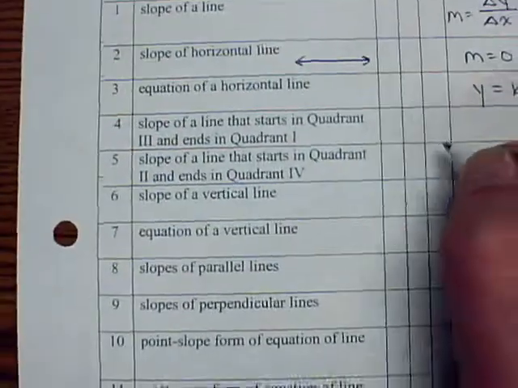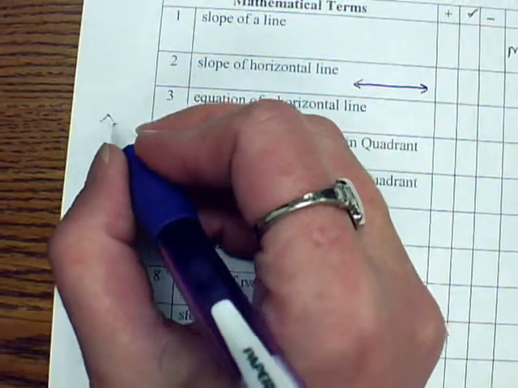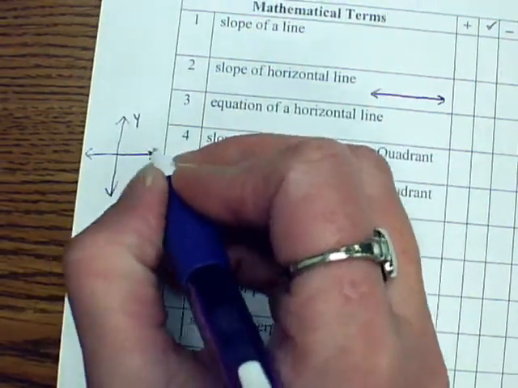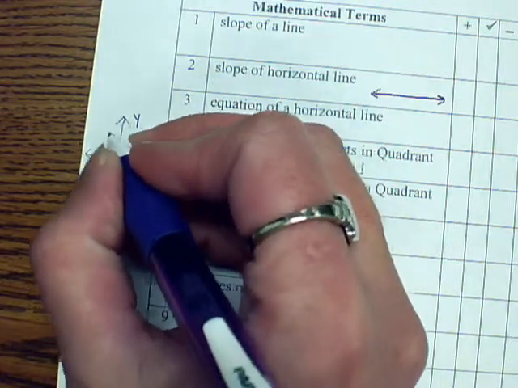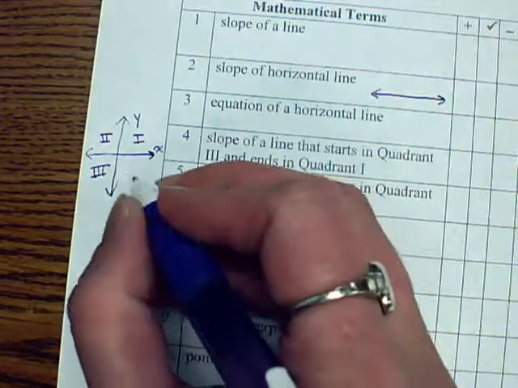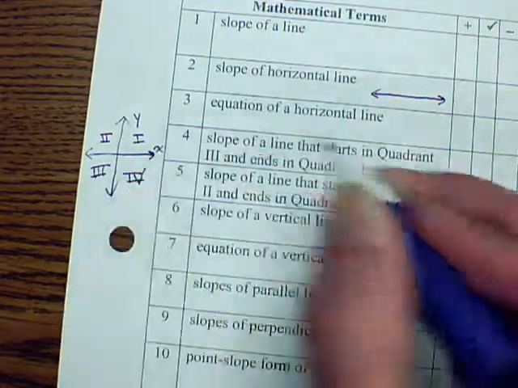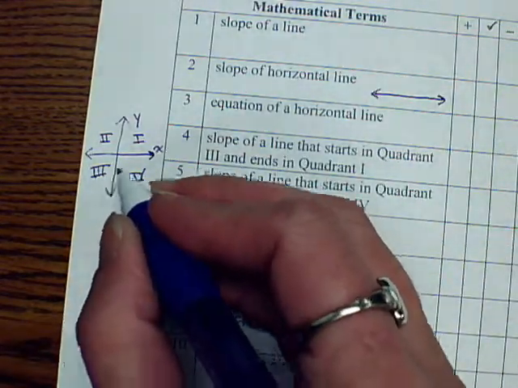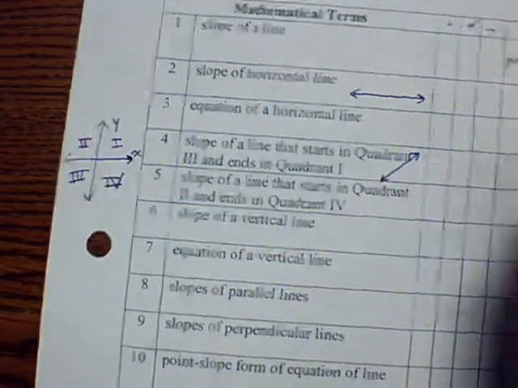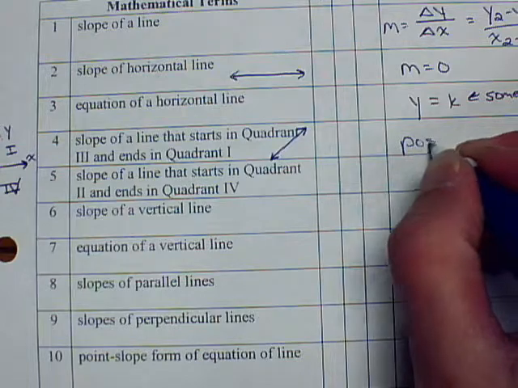So let's review our quadrants real fast. Here's my y-axis. Here's my x-axis. This is quadrant 1, 2, 3, 4. So if it starts in quadrant 3 and goes to quadrant 1, then it looks something like this. That is positive slope.